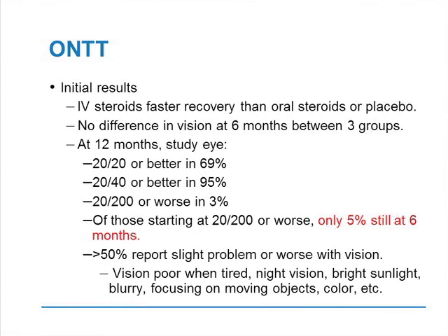However, if you look a little bit deeper into the data, more than 50% of the patients report slight problems with their vision or worse than slight problems, especially problems such as their vision being poor when they were tired, poor night vision, poor vision in bright sunlight, trouble focusing on moving objects, impaired color vision, or other subjective visual complaints. So we know that there's a little bit of a disconnect between what we call an excellent visual outcome on black-and-white eye charts and what the patient perceives as an excellent visual outcome, especially in periods of visual stress, such as low contrast situations, vision at night, or in rainy situations.